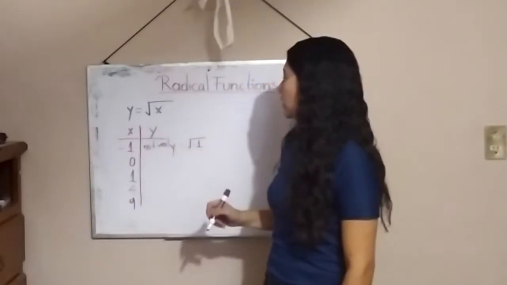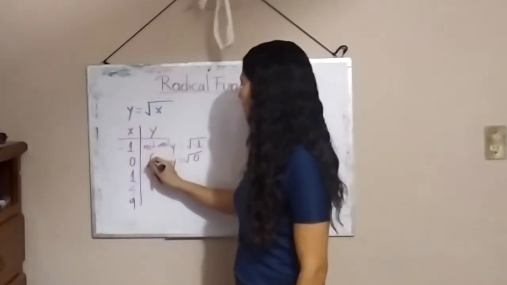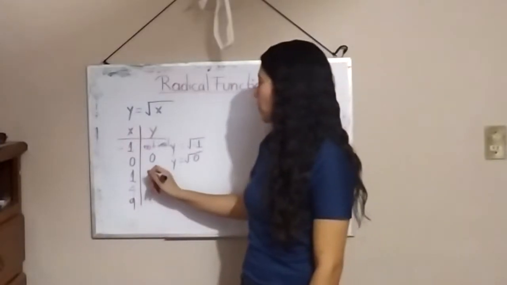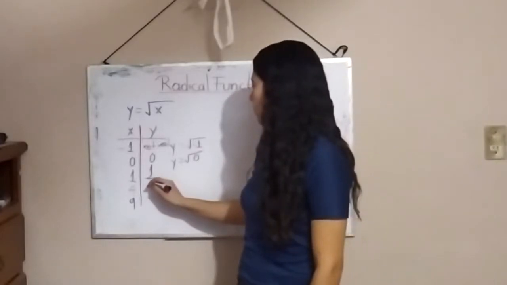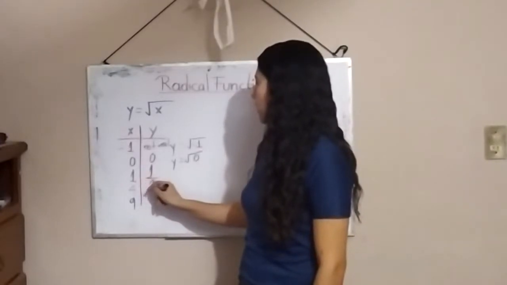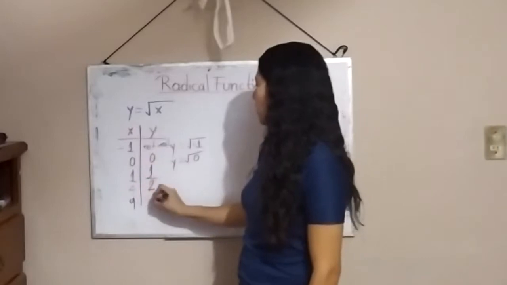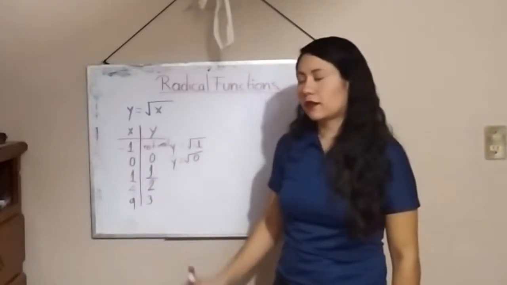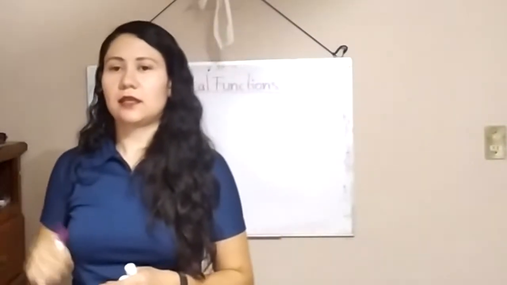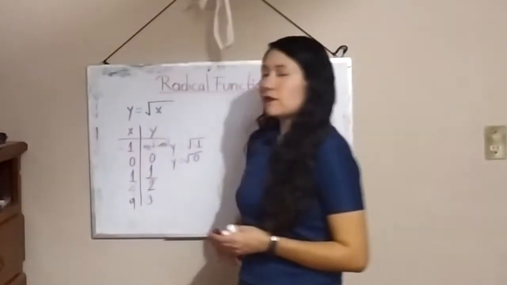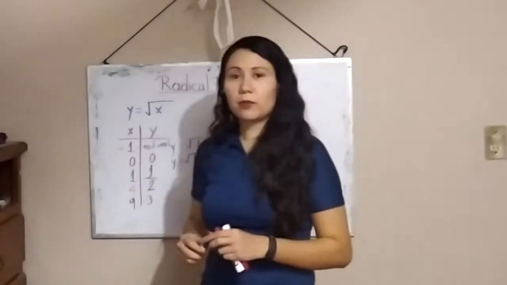Okay, so if x equals 0, what would be the value of y? It would also be 0. If x equals 1, y also would be 1. If x equals 4, y would be 2, because the square root of 4 is 2. And if x is 9, y would be 3, because the square root of 9 is 3. We have the values for x and y. We have our coordinates. So now we can put them in the plane.